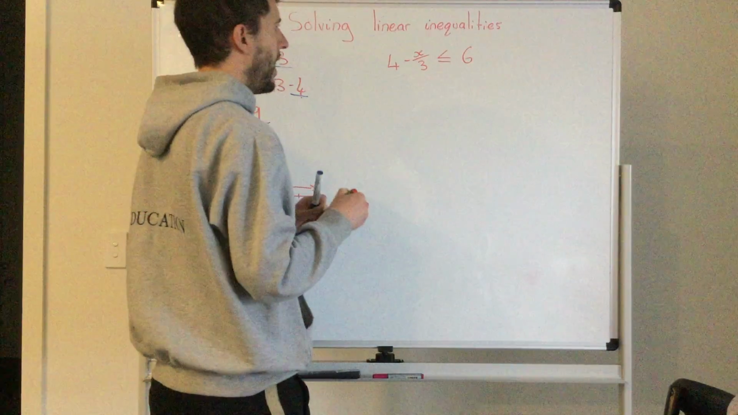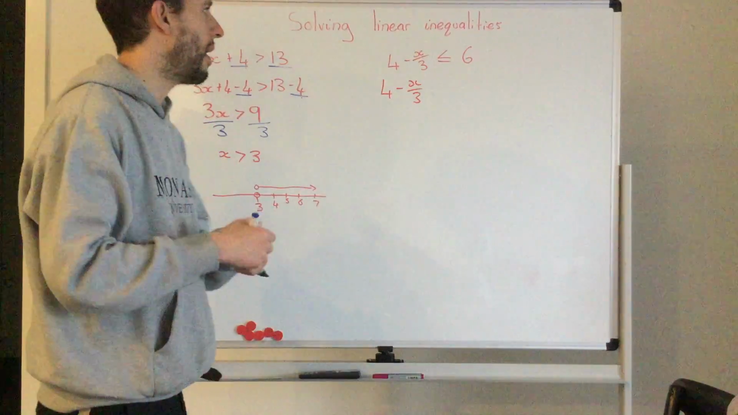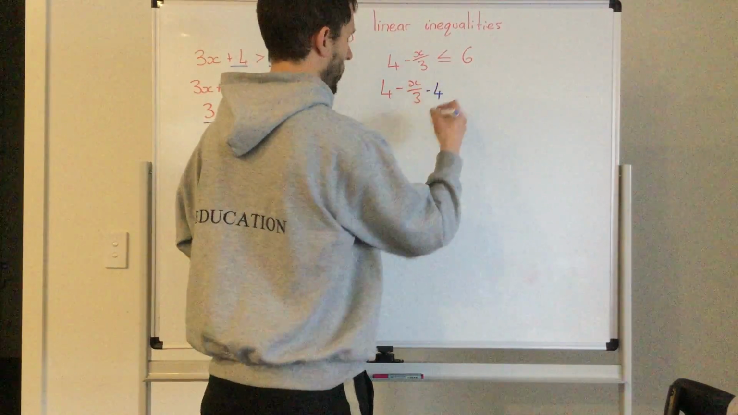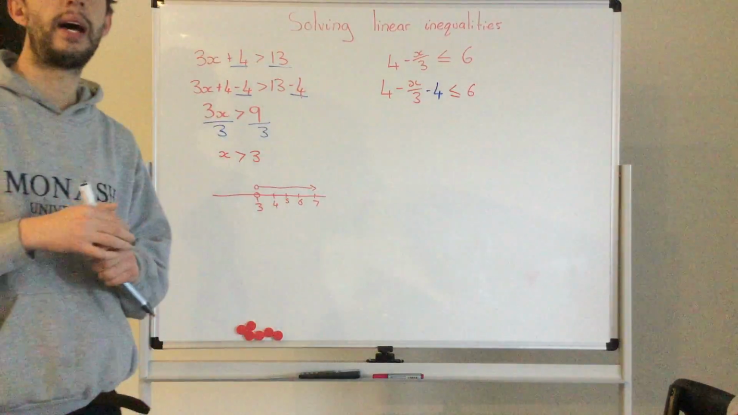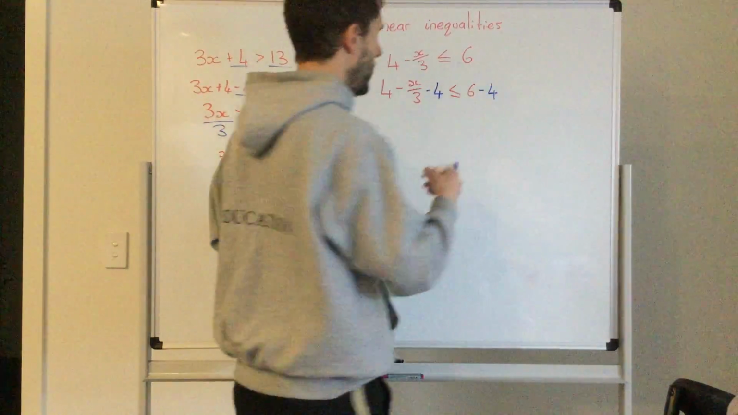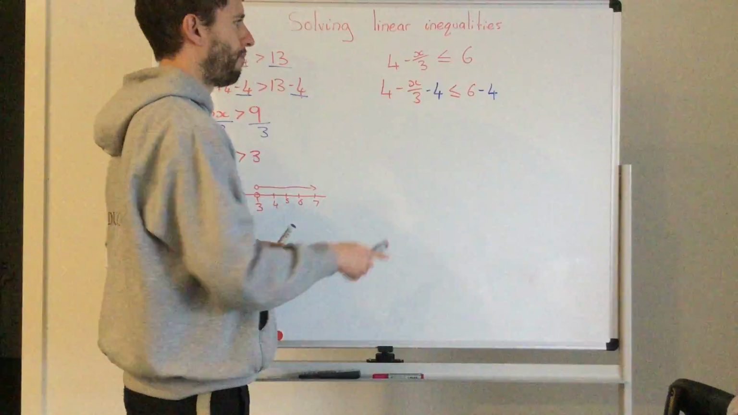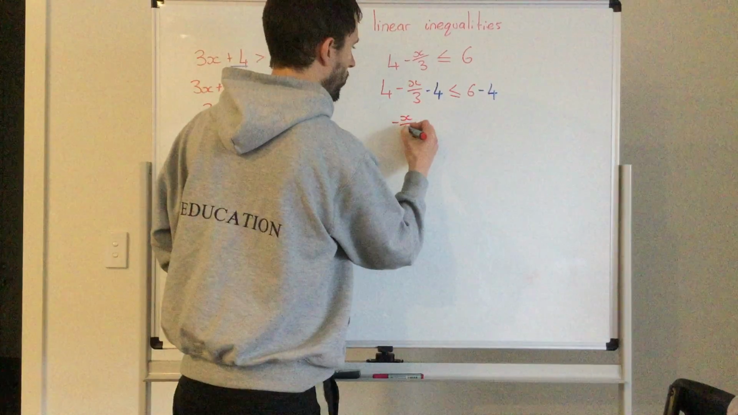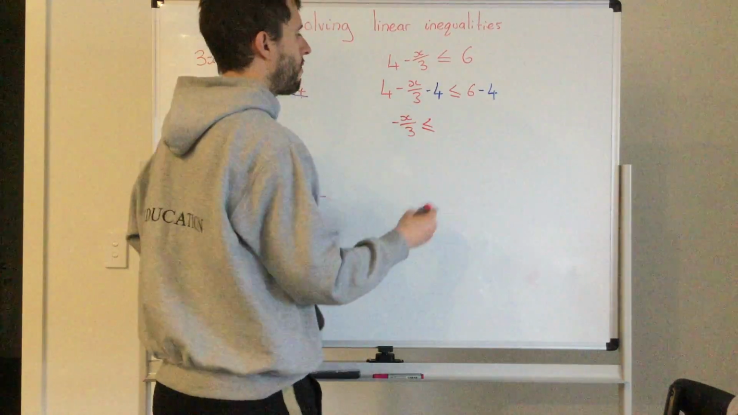So to start off, I would like to get x over 3 by itself. So I'm just going to take 4 away. But remember the rule, whatever I do to one side, I must do to the other. So I've taken 4 from this side, so I'm going to take 4 from the other side. And then I'm going to simplify it. 4 take 4 is 0, so I'm left with negative x over 3 is equal to or less than 6 take 4, which is 2.